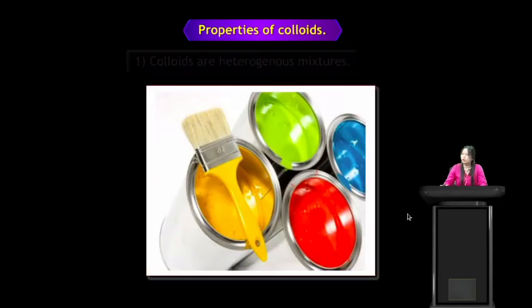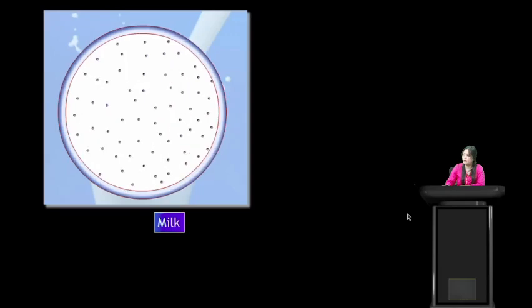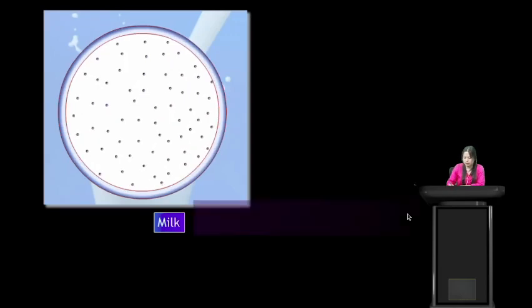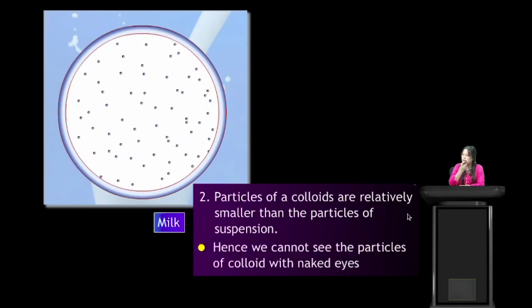So let us see the properties of colloids. Colloidal solutions are also called colloids. Keeping in mind the examples of the colloids, let us see the properties of colloids. So colloids are heterogeneous mixtures. Now when we consider milk, the particles of colloids are relatively smaller than the particles of suspension. So we cannot see the particles of colloid with naked eyes. This is the second property of colloids.